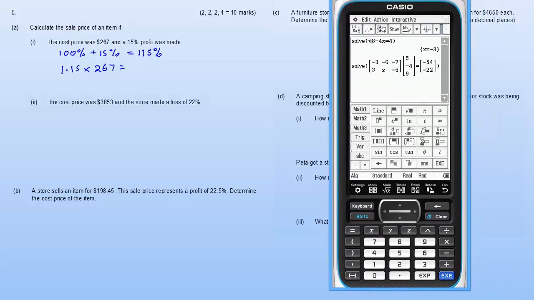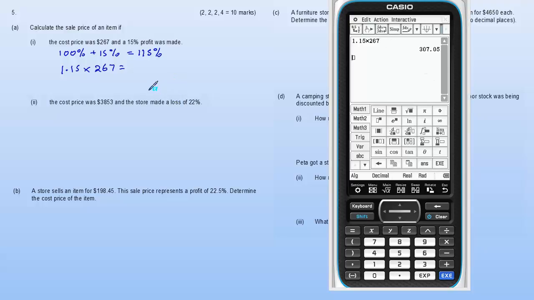and it's actually easier to do this on your ordinary scientific calculator, but never mind. 1.15 times 267, and I'm in standard mode. Let's go back to decimal and redo the calculation. $307 and 5 cents.